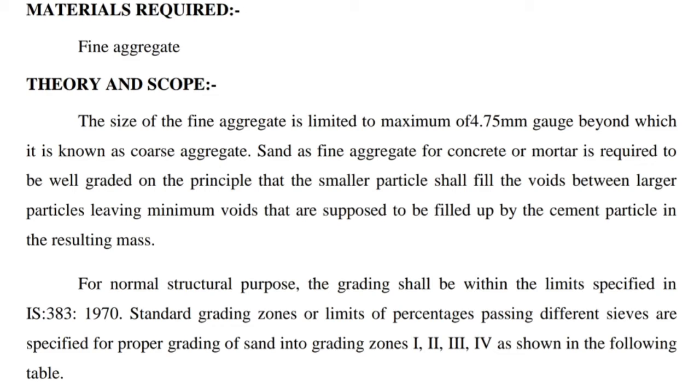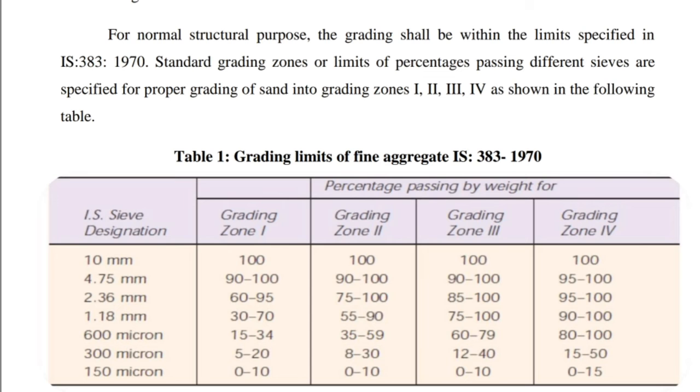383-1970. Standard grading zones or limits of percentages passing different sieves are specified for proper grading of sand into grading zones 1, 2, 3, 4 as shown in the following table. Table 1 represents grading limits of fine aggregate, IS 383-1970.